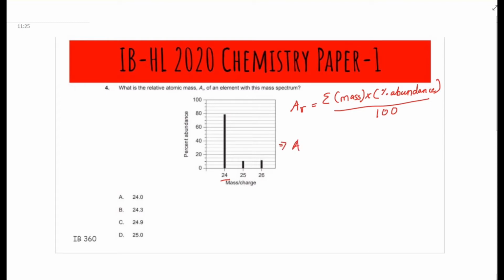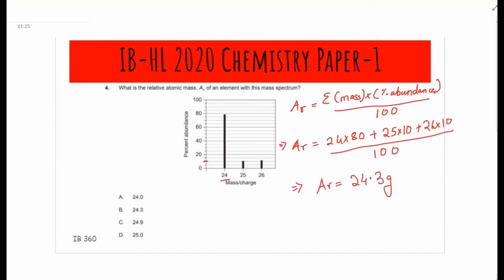Okay, so I can basically write Ar equals, so first the mass is 24, and you can see the percentage abundance is nearly 80, so I can just assume it to be 80. Next the mass is 25, and the percentage abundance is midway between 0 and 20, so it's approximately 10. And finally, for the last one, your mass is 26, and again it's somewhere around 10, so I can just take it as 10, and I would divide it by 100. Upon using our calculator, we get that the Ar, or the relative atomic mass, comes out to be 24.3 grams. That is option B. So in this question, our answer is option B.